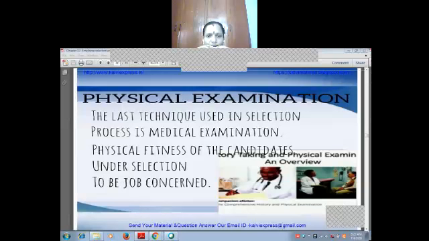The last technique used in the selection process is medical examination: physical fitness of the candidate under selection for the job concerned. So all organizations, their main thing is to find out whether the candidates are physically fit. So what they will do now, they will keep a physical examination and then a medical examination. If he is physically fit, they will give a physical fitness certificate. Then only they will select the candidate. Okay.